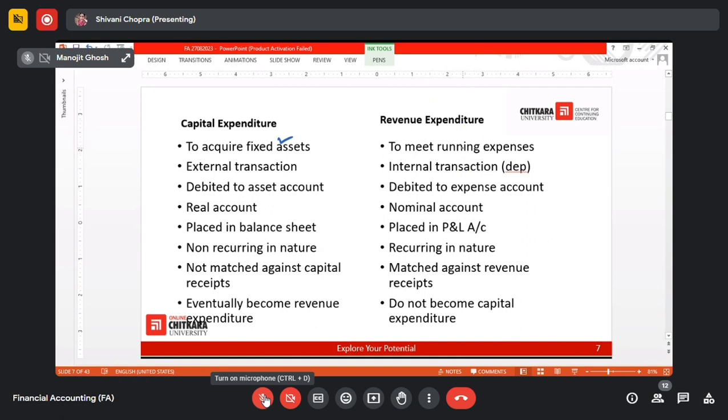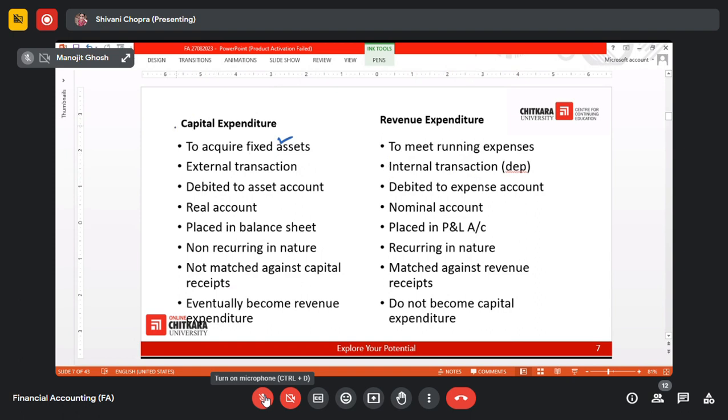That is revenue expenditure. Capital expenditure is an external transaction. Okay, it happens with the business, but not with the customers. The business is not transacting with the customers. It is acquiring fixed assets. Whereas the revenue expenditure is also a result of internal transaction because the business is interacting with the customers and it is trying to recover the expenses of the given year. One of the easiest examples of internal transaction is depreciation.